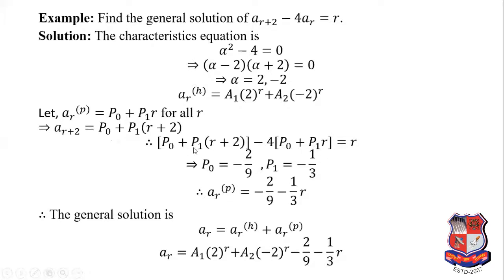By identifying the constant term and the coefficient of r, and by comparing the coefficients on both sides, for which the constant is 0 and the coefficient of r is 1, by comparing both equations we'll get the values of P0 and P1. The value of P0 is minus 2 by 9, P1 is minus 1 by 3. So the particular solution we'll get is minus 2 by 9 minus 1 by 3 of r, and the general solution is the summation of the homogeneous solution and the particular solution.